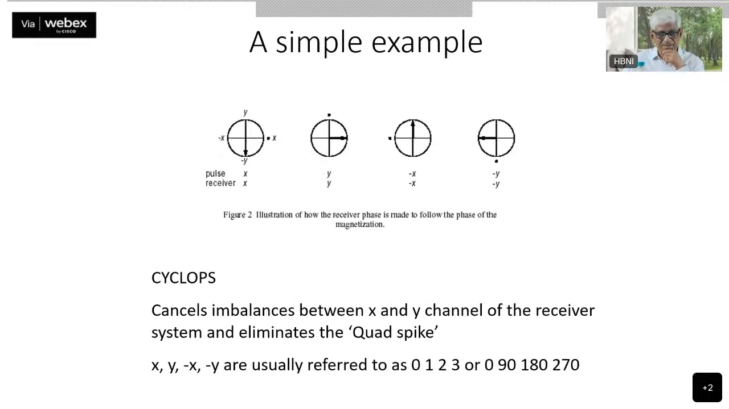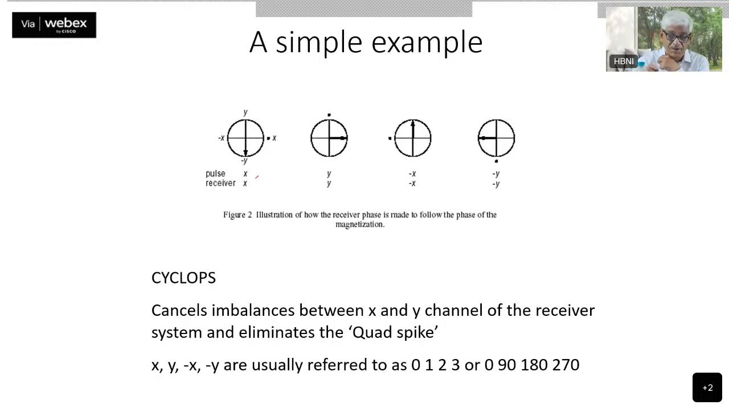A very common, very simple example is to see the meaning of the receiver phase and the pulse phase together. If you have the pulse and the receiver along both axes, this is what is indicated. So we are looking at the transverse plane. After the pulse is applied, the magnetization lies in the transverse plane. So if you have an X pulse, then the receiver is along the minus Y axis. We call it receiver X, the zero phase. The receiver phase is made to follow the phase of the magnetization, because it always has to follow the phase of the magnetization. Only then will you get a signal. Otherwise, you won't get the signal.